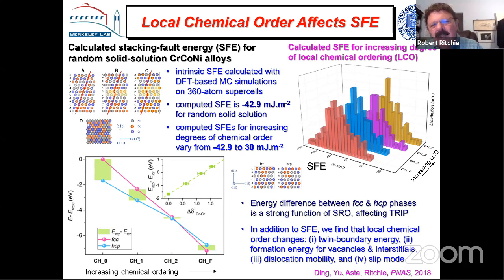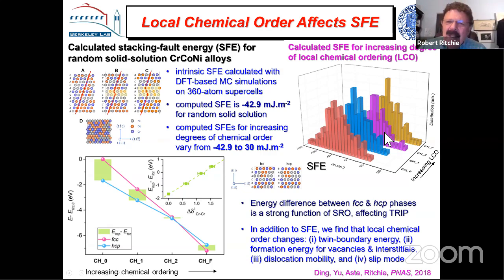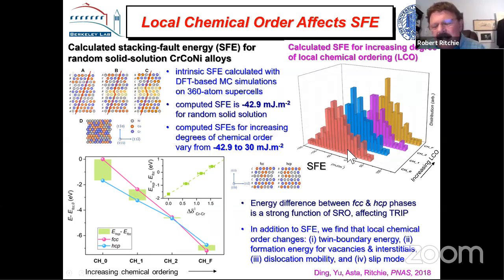When you do DFT modeling, this is Jun Ding's work with Mark Asta, who's looked at this, we find that by putting short range order in these structures, we get dramatic changes in things like the stacking fault energy. As you raise the degree of local order, this is in a model, of course, the stacking fault energy moves from minus 43 millijoules per meter squared to 30. Massive changes in stacking fault energy.